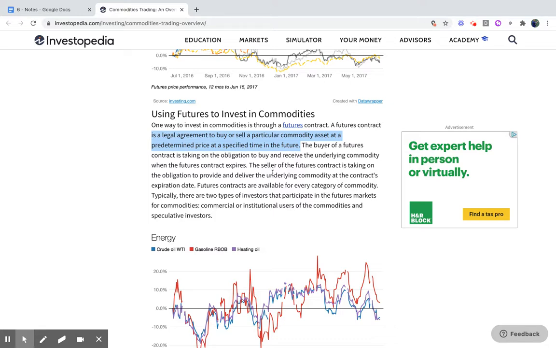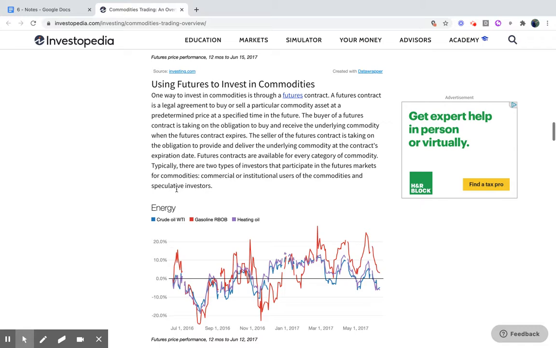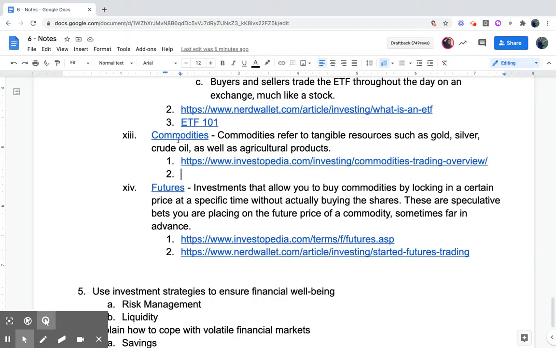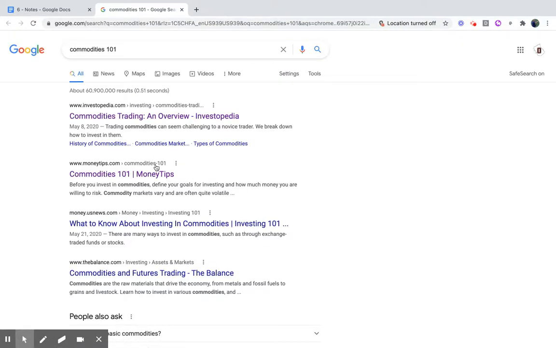So you can buy stuff ahead of time with futures and it might work out well because you get a price ahead of time and things might increase, or futures can be bad because you set your price and then the bottom falls out and prices drop. So you have to be very careful with how futures work. It can be good or it can be bad. It is a lot of speculation. All right, so back to our notes here. And this is Commodities 101.